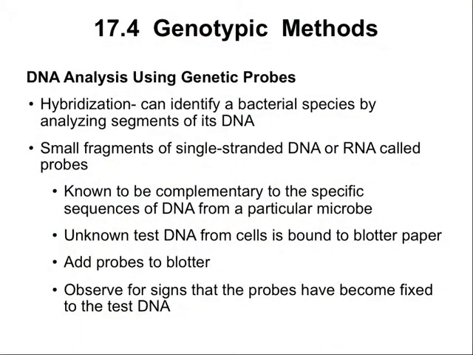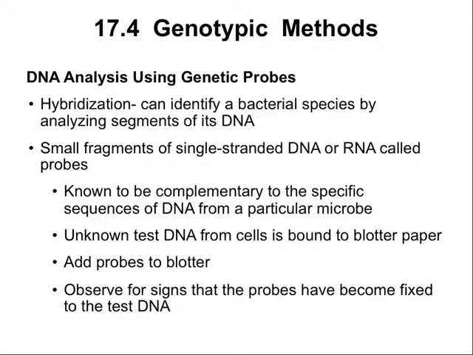Now we'll take a quick look at genotypic methods. The order and arrangement of bases in DNA is unique in each and every organism. That makes it possible to identify bacterial species using DNA techniques. DNA analysis often uses genetic probes or hybridization. That's where we have a particular sequence of DNA that we know, and we can use that to identify a bacterial species by analyzing its segments of DNA to see if they match the known piece that we have. If it hybridizes, as in sticks to the bacterial DNA, then we know that we've identified that particular species.